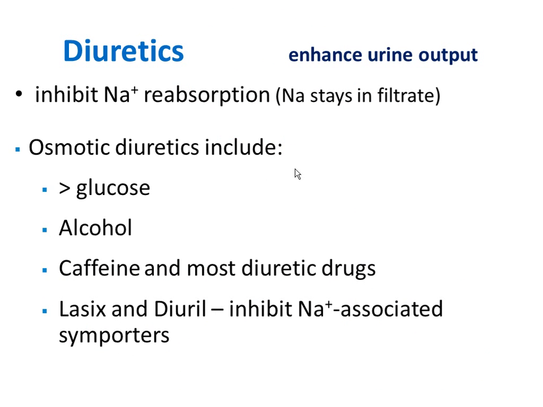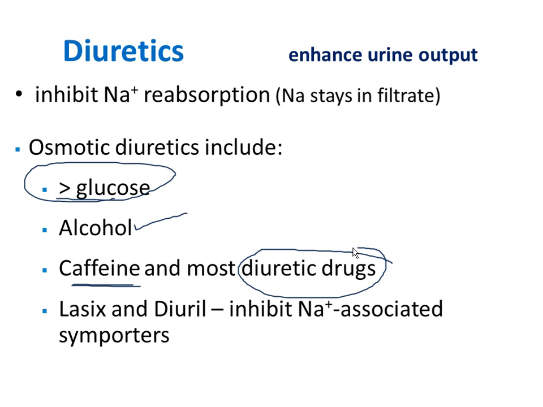And then I said, for fun, let's look at some other diuretics. We talked about glucose and the fact that where glucose goes, water follows. So when someone has glucose in the urine, that means water's going out in the urine as well. We talked about alcohol and the fact that it's a vasodilator, so you're going to increase net filtration pressure. You also block ADH. Caffeine is very similar: a vasodilator that blocks ADH. Most diuretic drugs also will block ADH or vasodilate, and some of them inhibit the sodium symporter, so you can't reabsorb sodium.